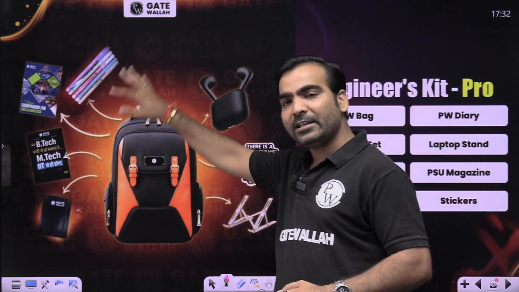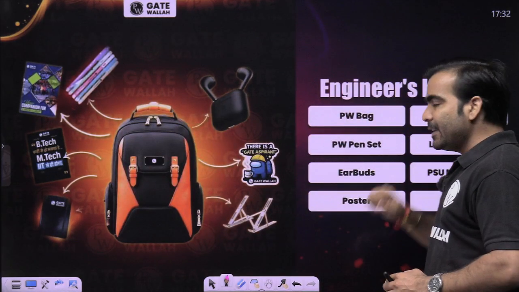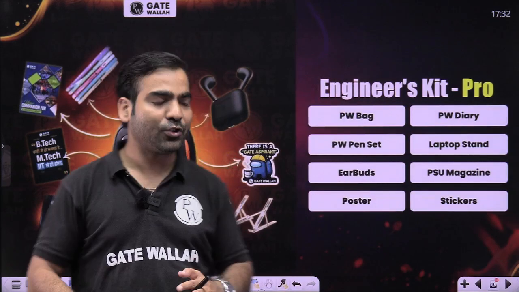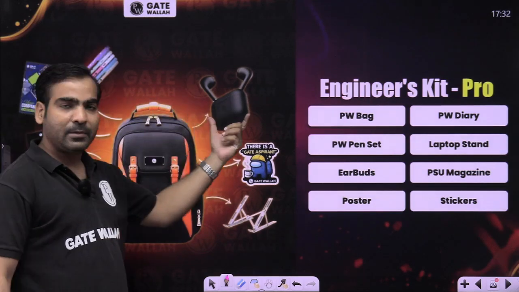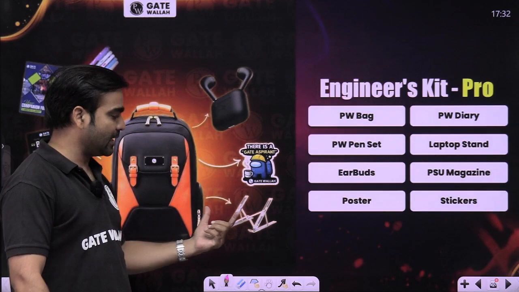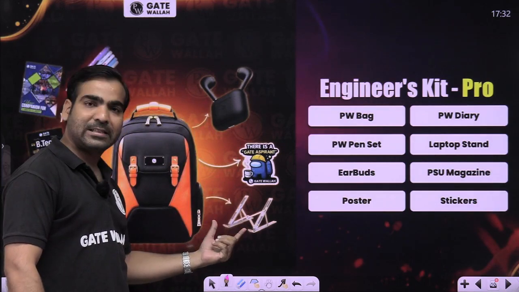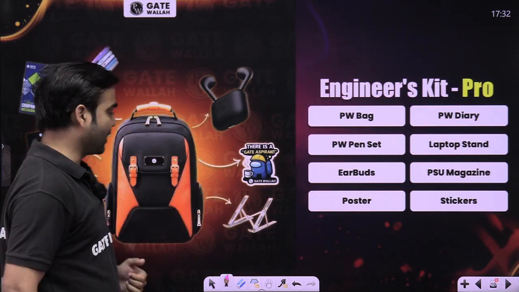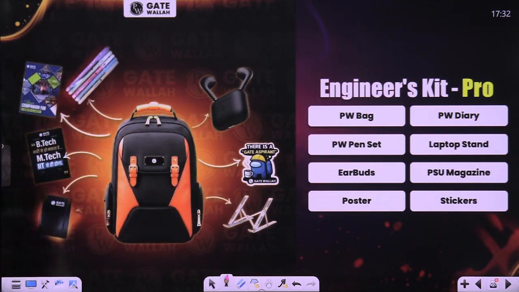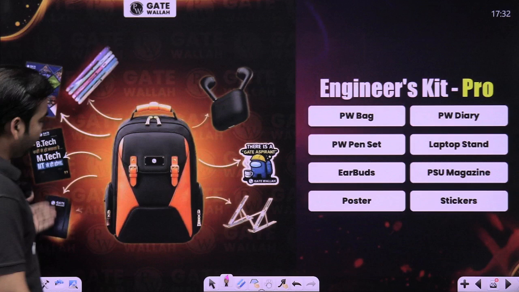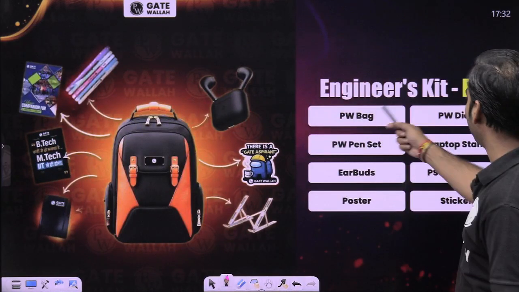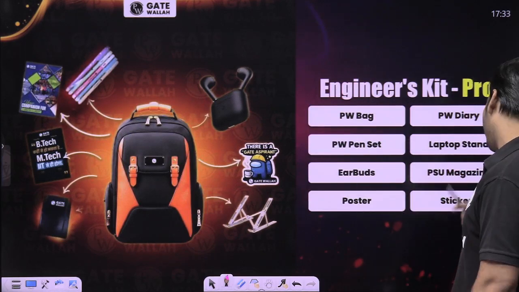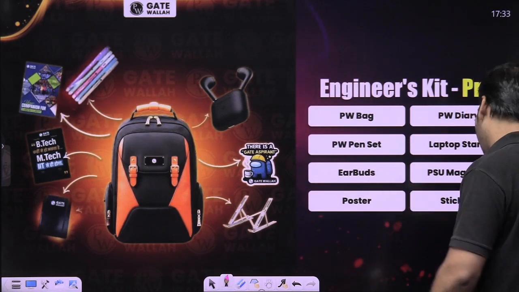And then there is the Engineer's Kit Pro that you get in the Infinity Pro. You will have a kit with a very good quality bag, earbuds, some stickers, and a laptop stand so that you can study well. And then you have the Abhyas books, as I told you already. Some diaries are also there for noting down everything. So the kit includes PW bag, PW diary, PW pen set, laptop stand, PSU magazine, poster, earbuds, and stickers.